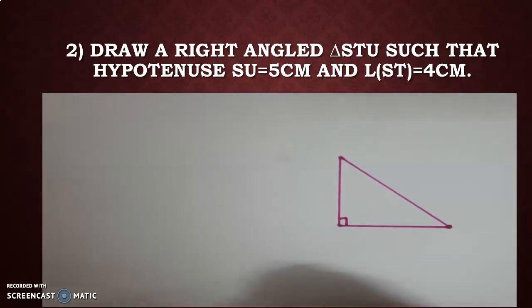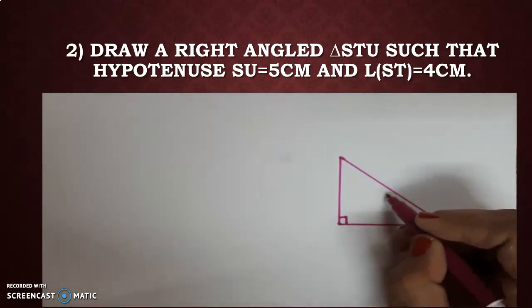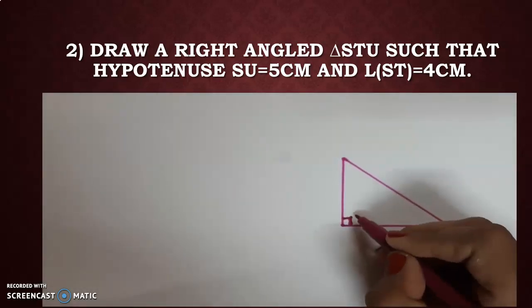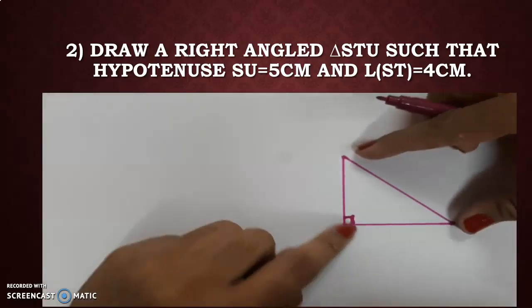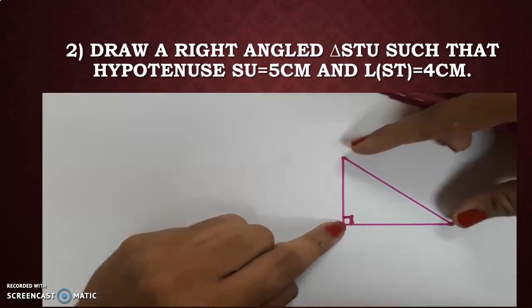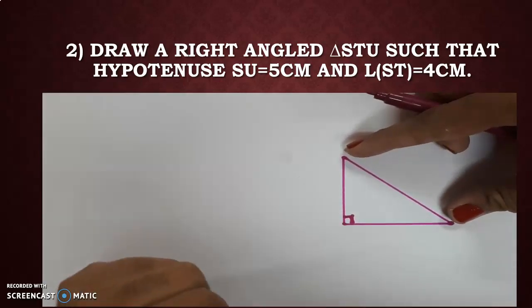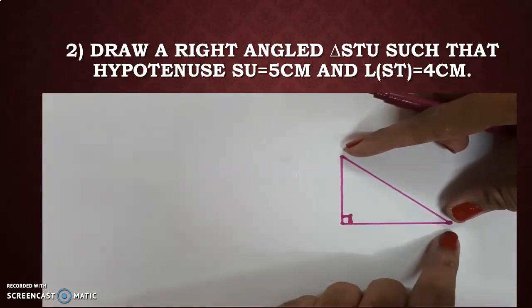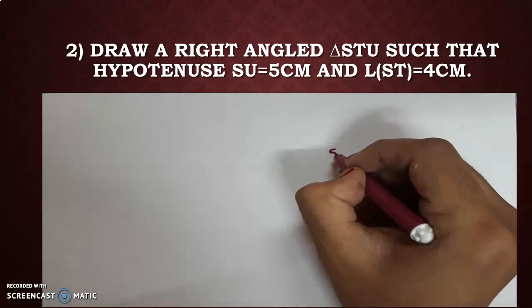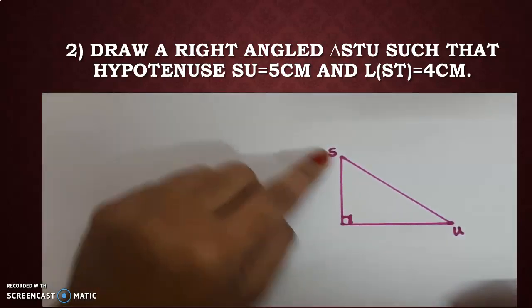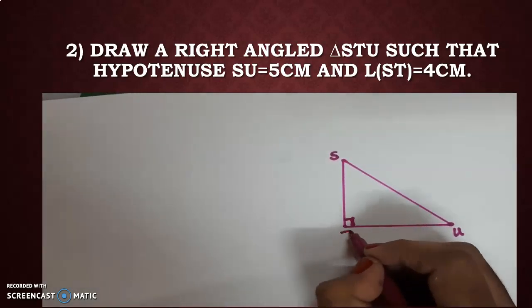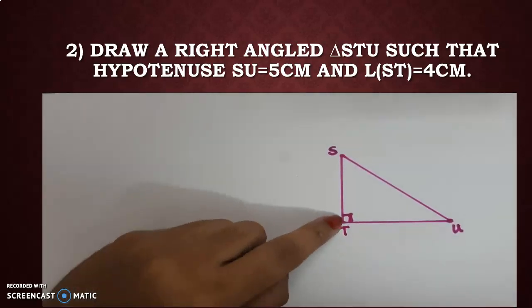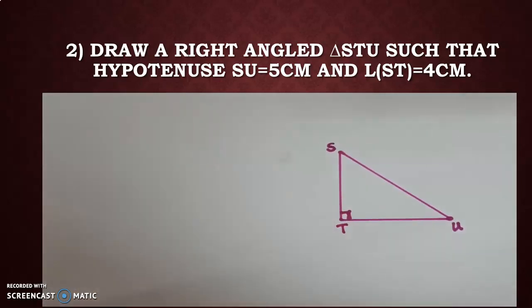Now we have learnt in our earlier class that the side which is opposite to 90 degrees, this side, is nothing but our hypotenuse. So the hypotenuse name is given as SU. Here we will write S and here we will write U. So SU is done. Now our third letter T is left, so here we will write T. It means in this sum our angle T is 90 degrees.